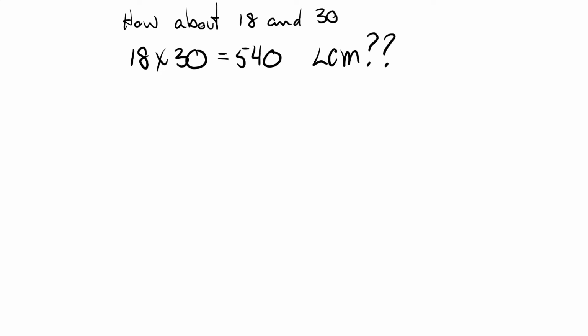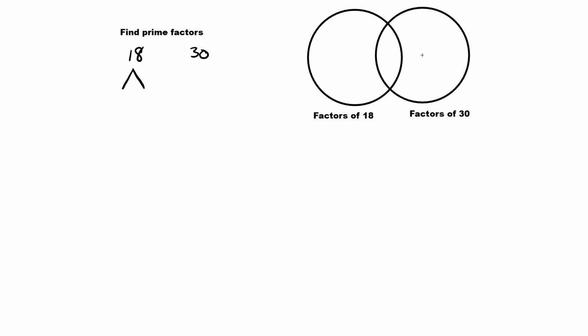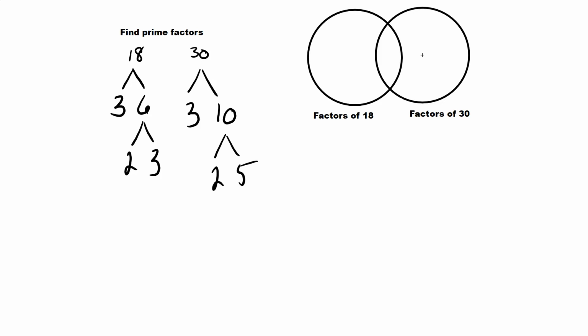Let's see if the Venn diagrams can help us to solve the problem. Let's use the prime factor method. So 18 is 3 times 6. 6 can be factored into 2 times 3. 30 can be 3 times 10. 10 is 2 times 5. So we've got the factors 2, 3, and 3 for 18, and 2, 3, and 5 for 30.